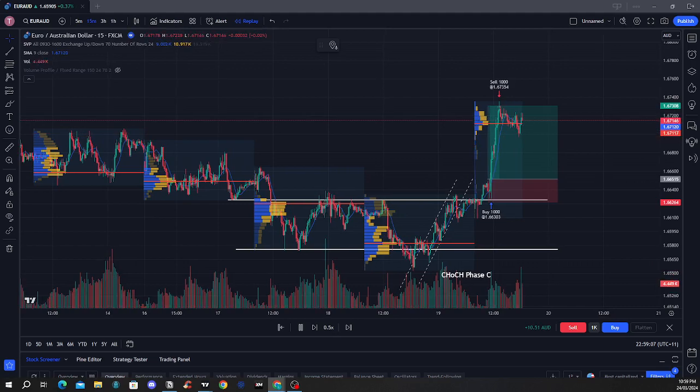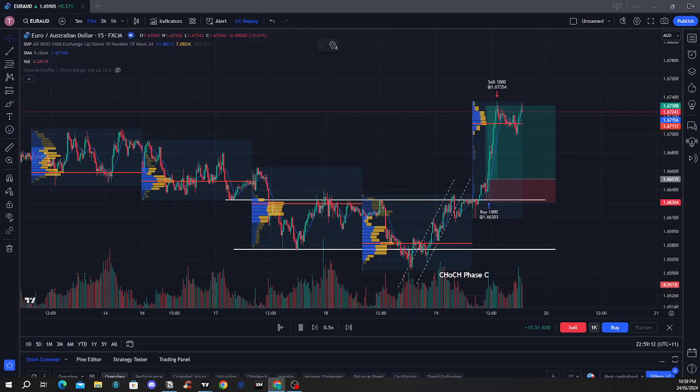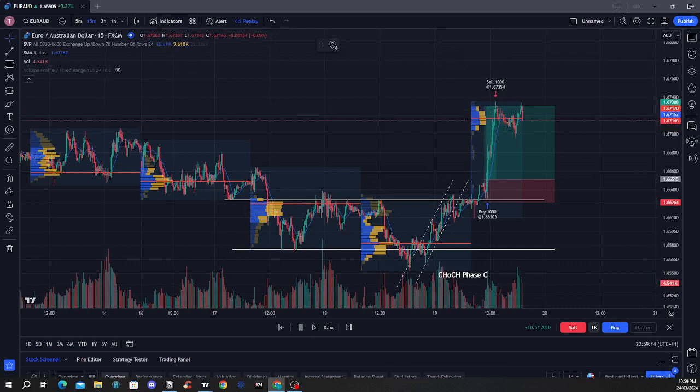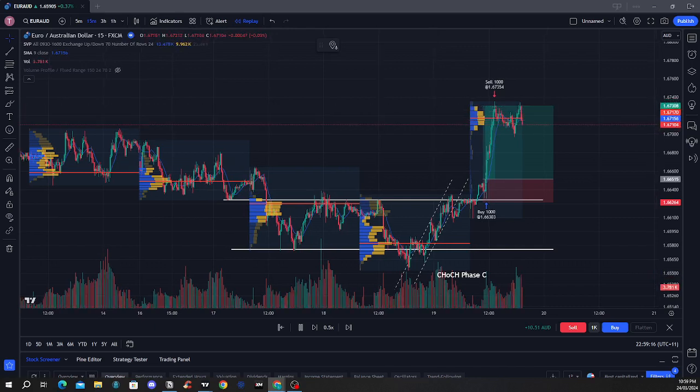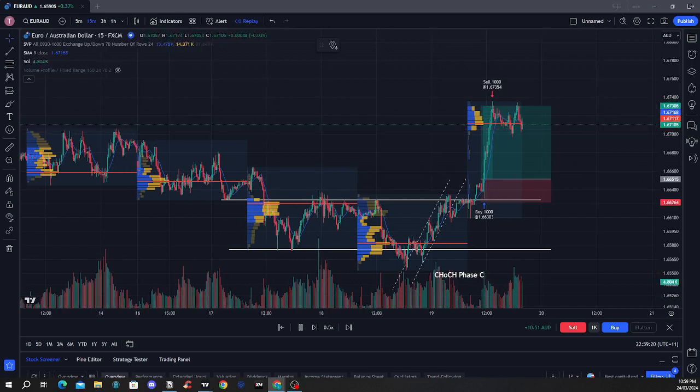But just to remind myself, phase C is the final test of supply in an accumulation trading range or reaccumulation trading range, or the final test of demand, I suppose, in a distribution or redistribution trading range.